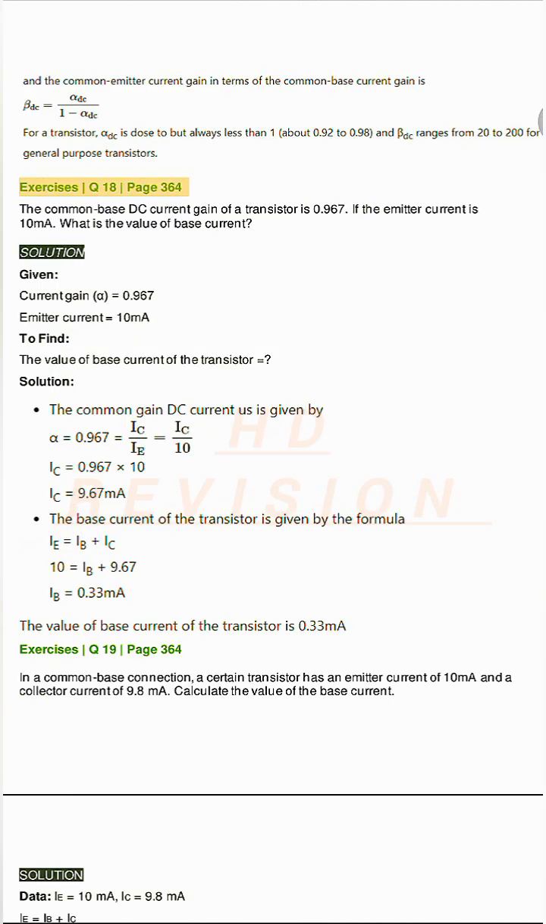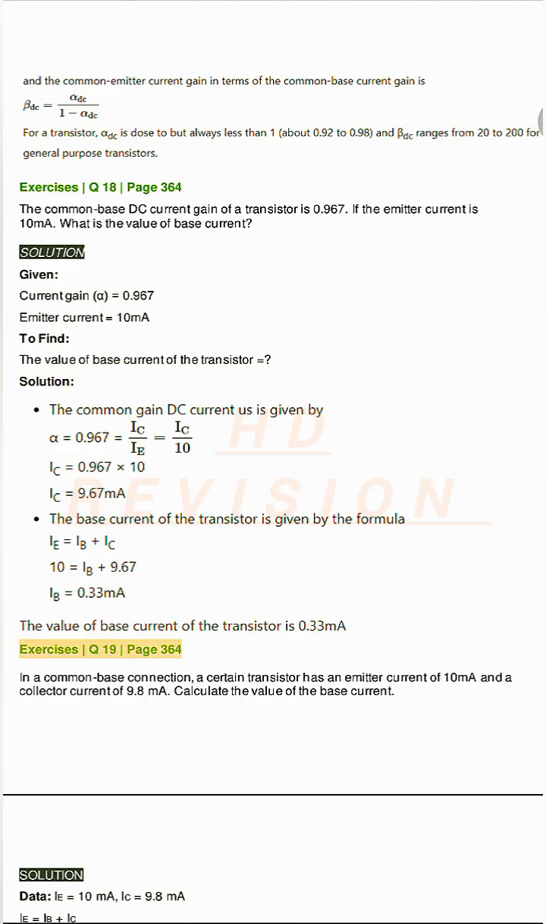Exercises Q18, page 364. The common base DC current gain of a transistor is 0.967. If the emitter current is 10 mA, what is the value of base current? Solution: given current gain alpha equals 0.967, emitter current equals 10 mA. To find the value of base current of the transistor.